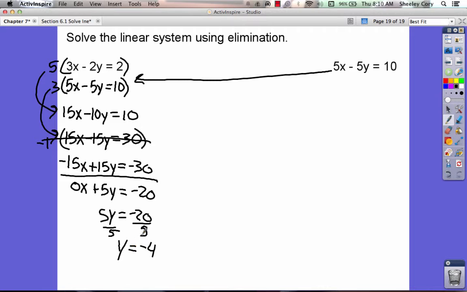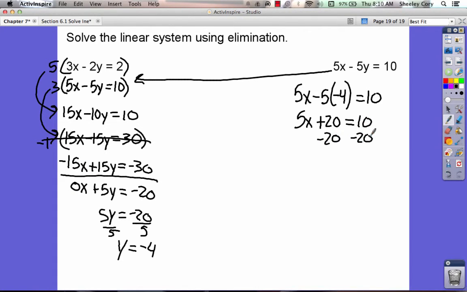Now we take this and plug it into either of our equations, this one or this one. We'll go over to this side. So we're going to plug -4 in for y and solve for x. So -5 times -4, that's a positive 20. We're going to subtract 20 on each side. It's 5x equals -10. And now we'll divide by 5 on each side. And x equals -2. We've got x equals -2, y equals -4.